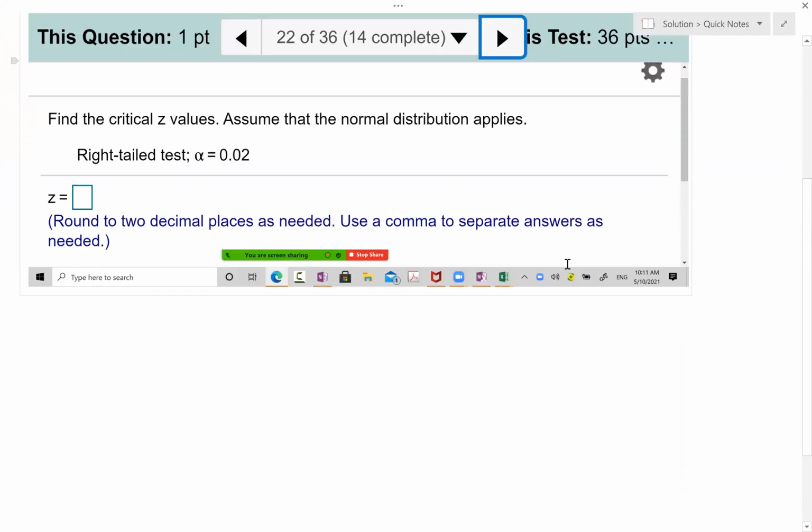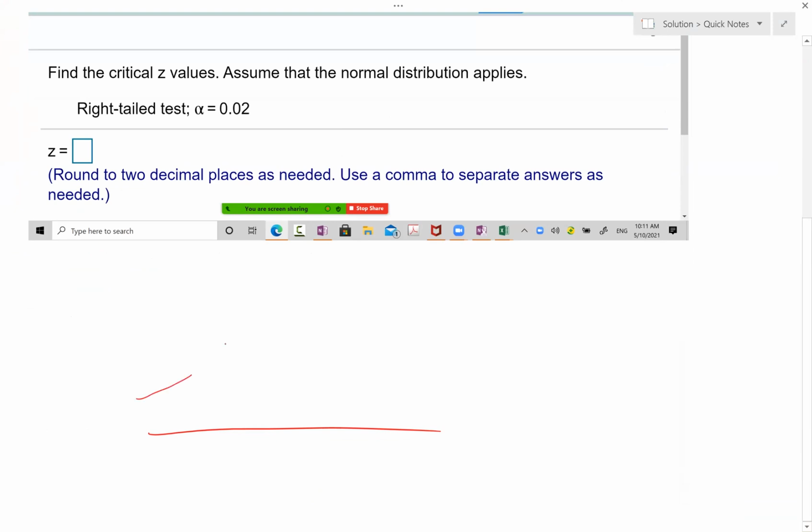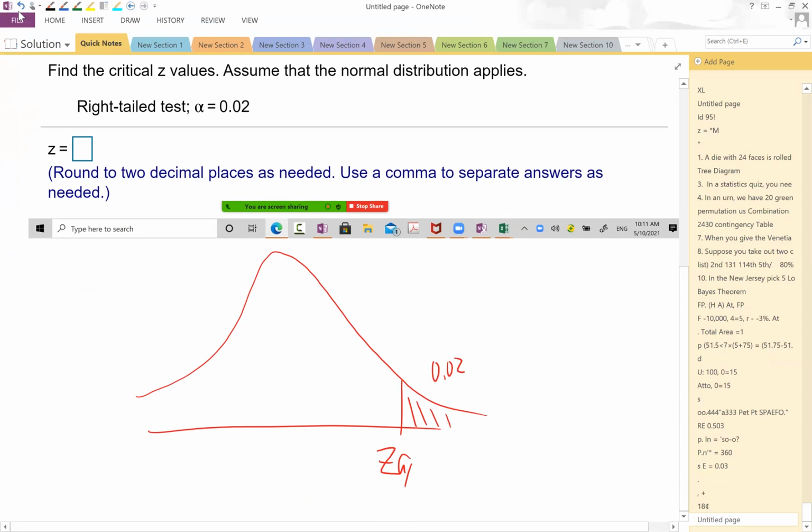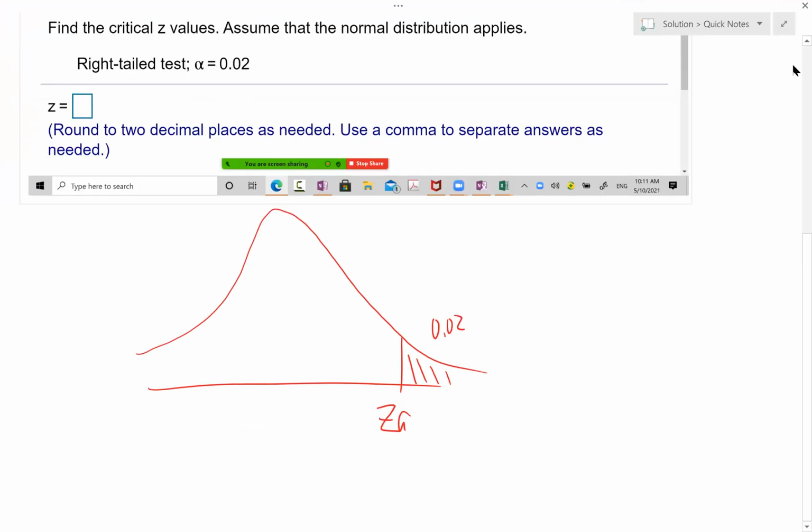So draw the bell curve, and then we're looking at the right tail. The right tail area is 0.02. That means on the left tail, the total area is 0.98. Now you're going to go to the table and look for the closest match. Remember, we always use area to the left. We cannot use area to the right as a reference number from the table.